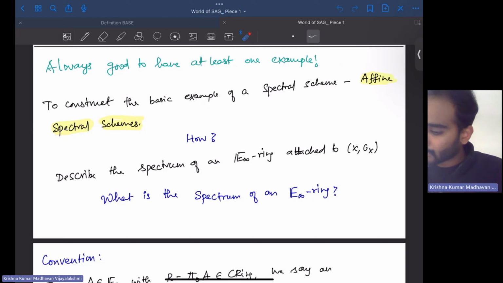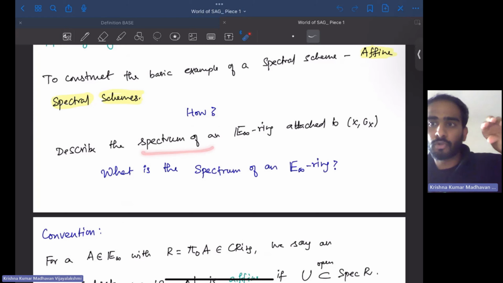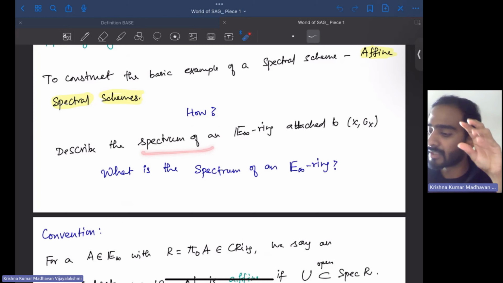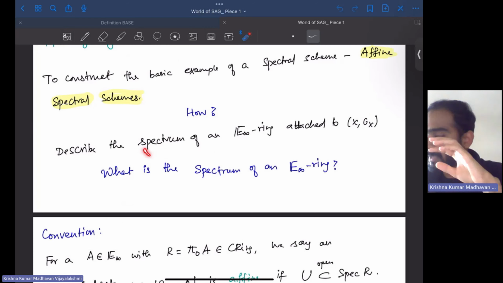So once we have a definition, it's good to know a very basic object, right? So we have to construct a basic object of a spectral scheme. In scheme theory, the basic object is an affine scheme. So in spectral scheme theory, the basic object should be an affine spectral scheme. It's just a paraphrasing, but you will see it is also mathematically coherent. So how do we do that? A spectral scheme is a topological space and a sheaf of E infinity rings, right? So we can talk about the spectrum of this ring, just like how we talk about the spectrum of any ring. And in this sense, we will mean a spectrum of a ring spectrum.